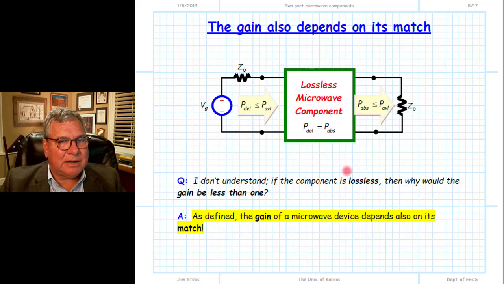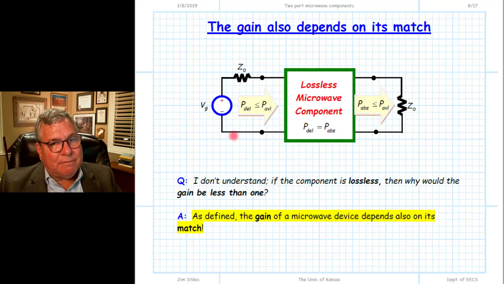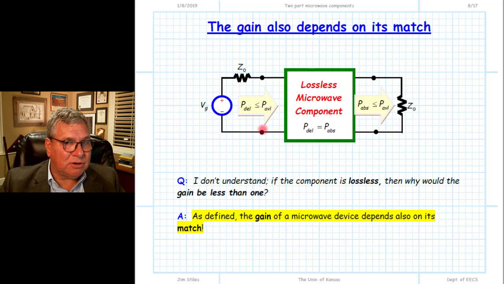How could the gain be less than 1 for a lossless device? Well, the reason is the gain, as defined as the power absorbed by the matched load to the power available from the matched source, if it's less than 1, indicates the device is not well matched. In other words, the input impedance at port 1, or the input port of our device, is not precisely equal to Z0. The gain comprehends not only how much power is lost or gained in the device, but also how well the device itself is matched. What is its return loss, or VSWR?